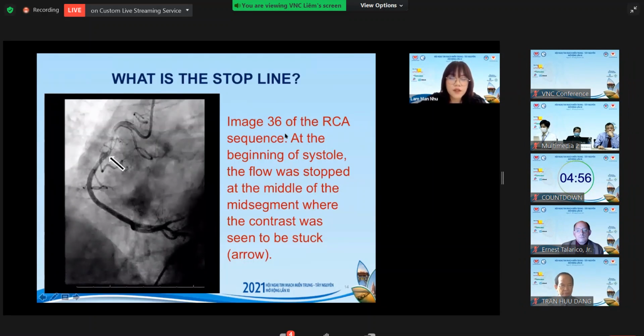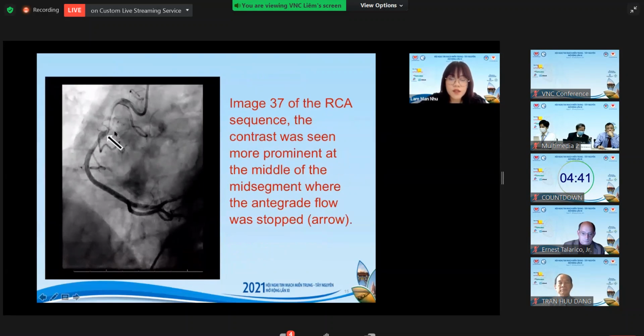For instance, you can see on screen frame 36 of RCA. At the beginning of systole, the flow was stopped mainly in the central of the mid segment, where the contrast was found to be trapped, at the arrow. You can see the contrast more clearly in frame 37.